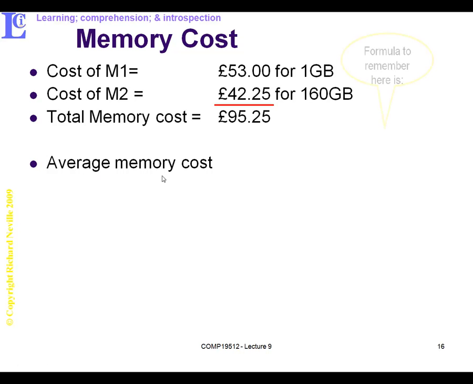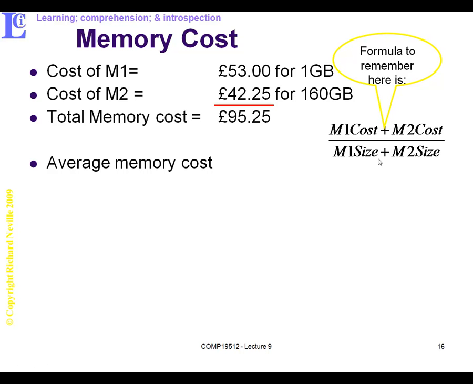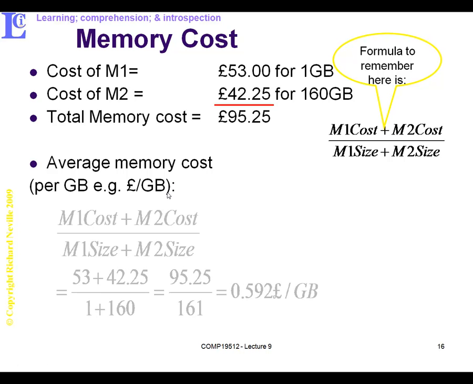So now we're going to try and formulate an average memory cost. So let's look at that then. We've got to remember this formula. The formula is: the average memory cost is the cost of memory 1, plus the cost of memory 2, divided by the size of memory 1 plus the size of memory 2. So this is a formula which you might expect for the average memory cost. And that's per gigabyte, so it's pounds per gigabyte.